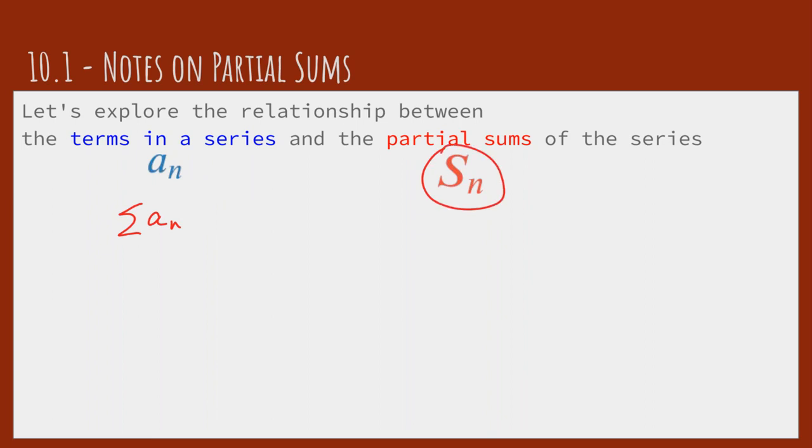And then S sub n is representing the first n terms added together. So for example, A sub 3 would be the third term in the series. S sub 3 is what we get when we add the first three terms together. So I want to generalize something here real quick, because by doing this, we're going to be able to use these partial sums a little bit more generally. So we're going to be able to use it in more situations.